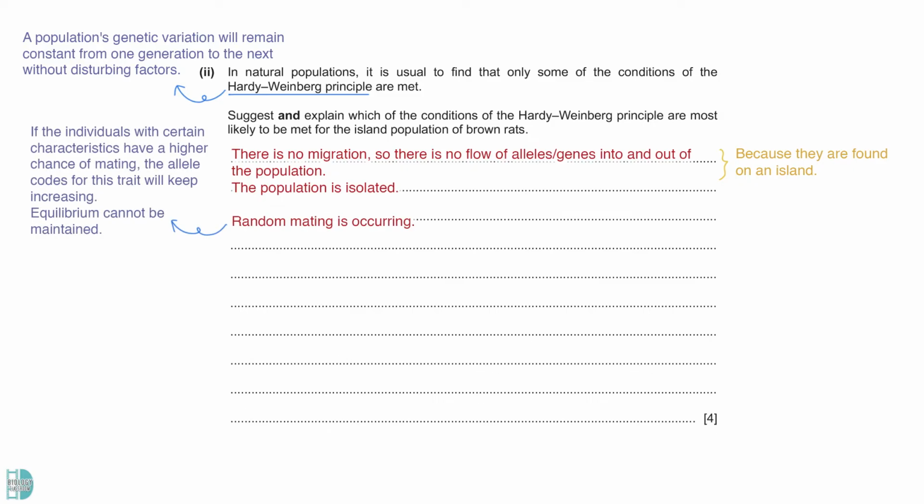Random mating must occur. If the individuals with certain characteristics have a higher chance of mating, the allele that codes for this trait will keep increasing.